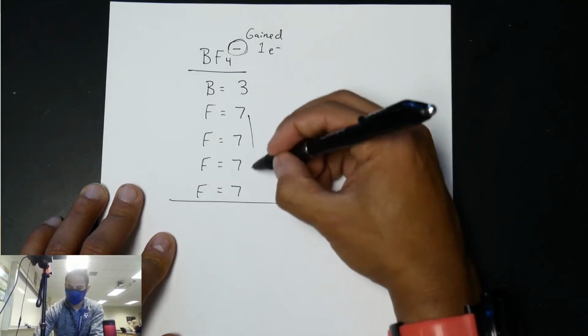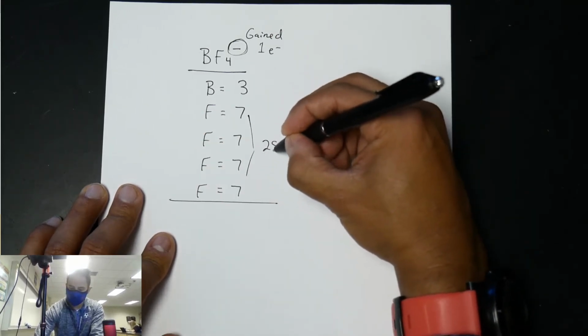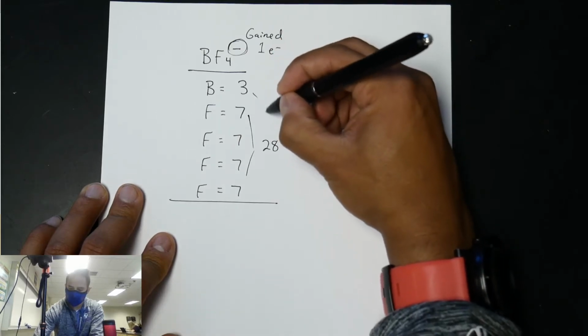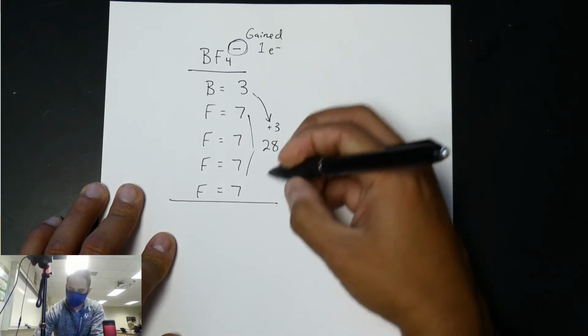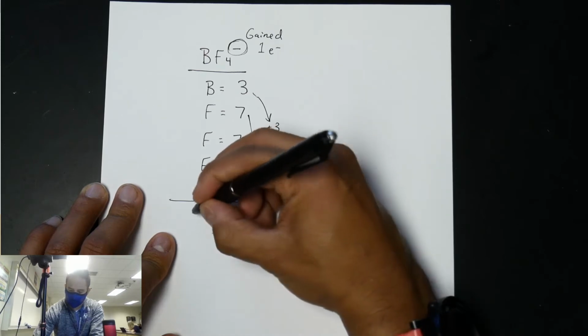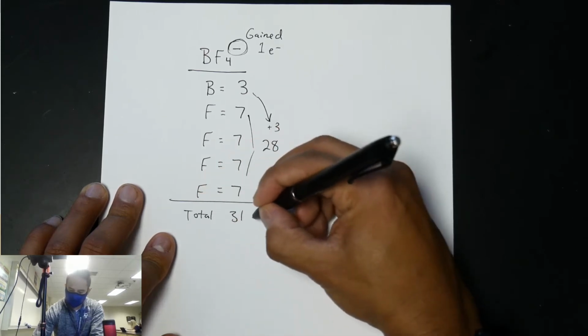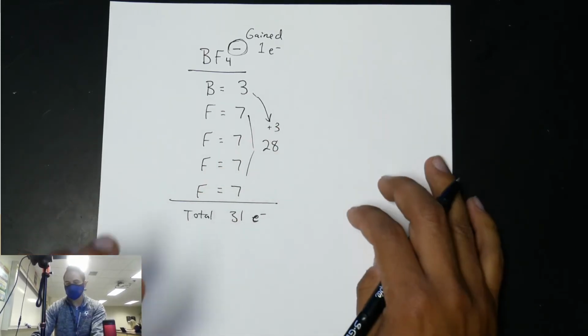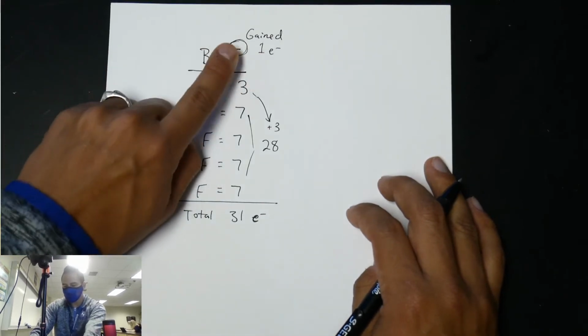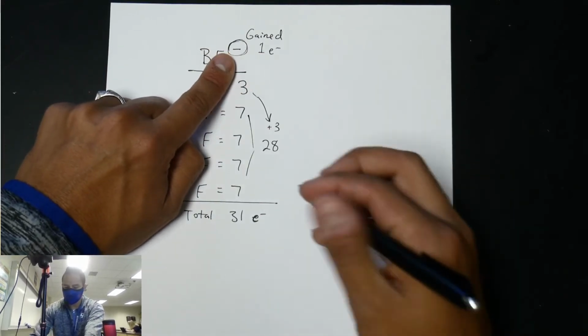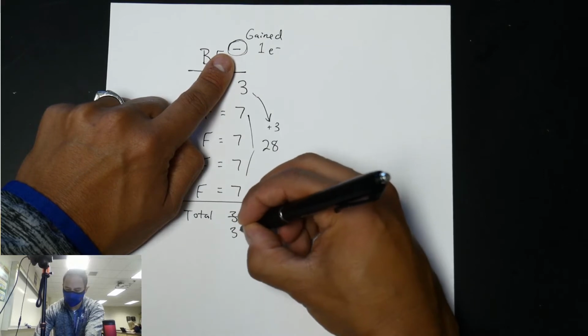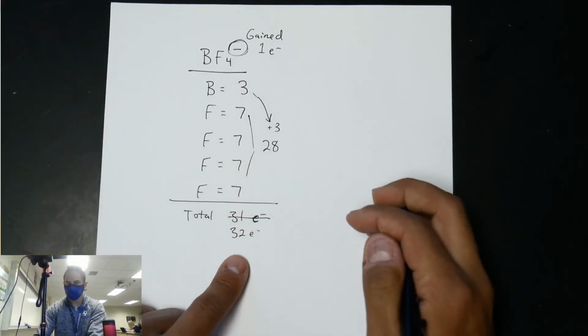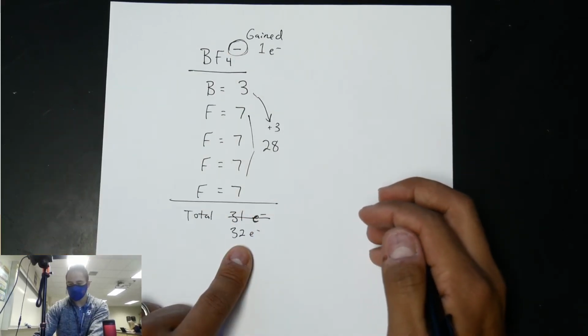So first off, we have 7 times 4, that is 28, plus the 3, so add 3 there. So this gives us a total of 31 electrons. Normally, however, remember that we are gaining 1, that's what the negative means. So we actually don't have 31 electrons, we have 32 electrons. Okay, so we have 32 total electrons.